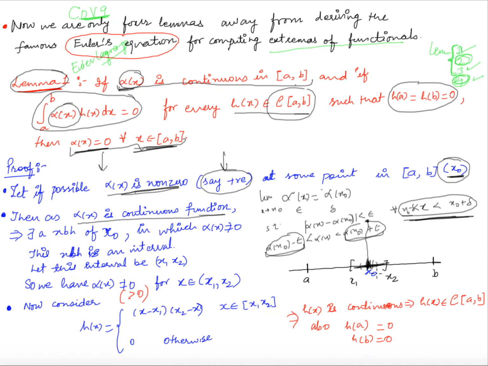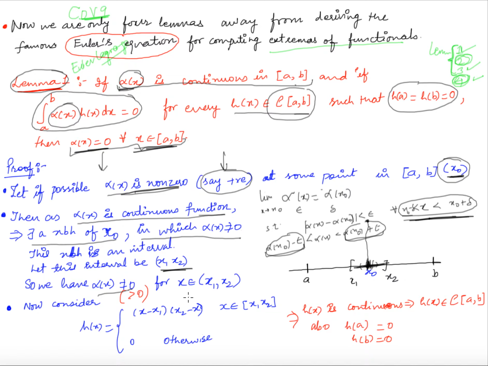So if alpha x is continuous and is positive at x naught, then there certainly exists an interval around x naught in which your function alpha x is positive. So it means that there exists a neighborhood of x naught in which alpha x is not equal to 0, in fact positive, because at x naught it is positive, we are assuming, and that neighborhood will be some interval, and I am calling that interval x1 x2. Okay, so I am assuming that there exists an open interval x1 x2 in which alpha x is not 0 and in fact positive.